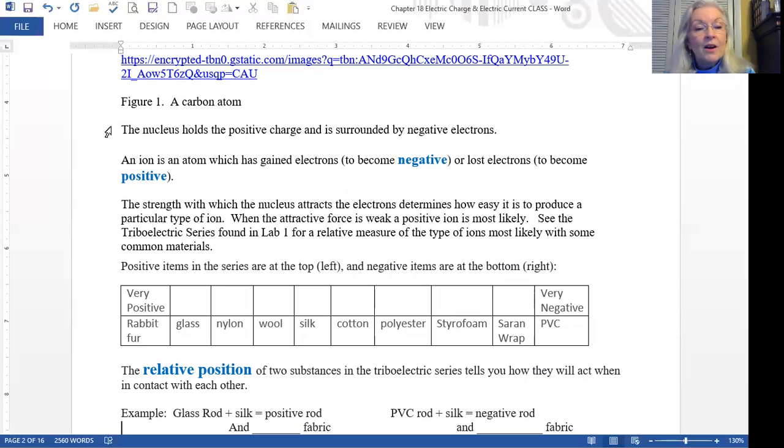We have something called the triboelectric series, and we'll look at this in lab number 1, where we look at the relative ability of certain materials to hang on to electrons.